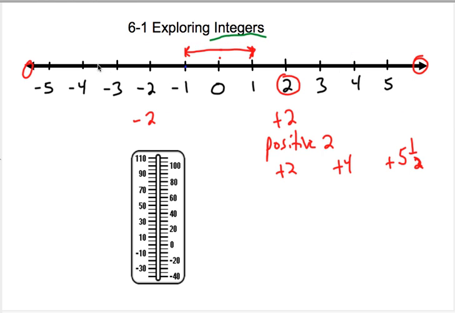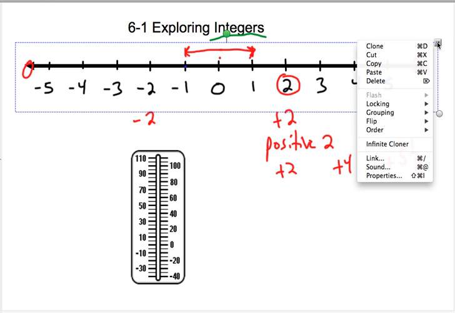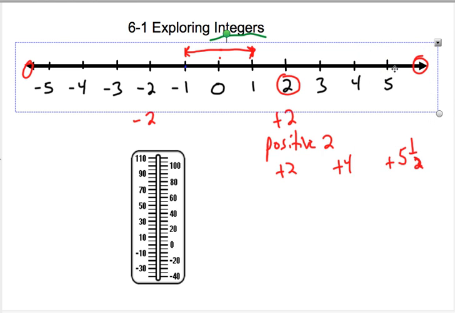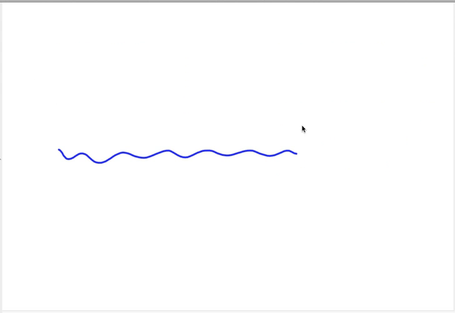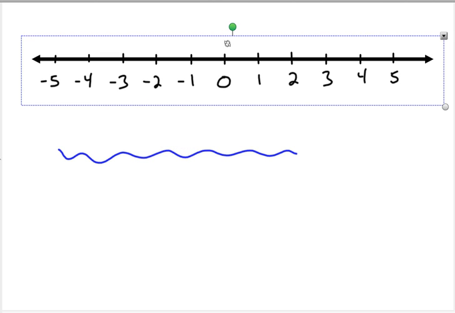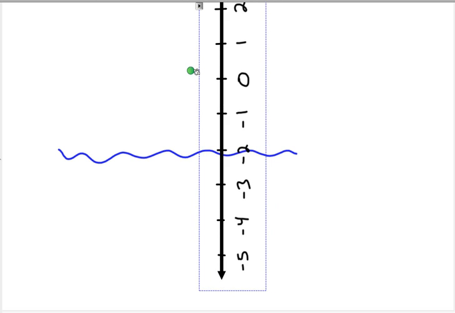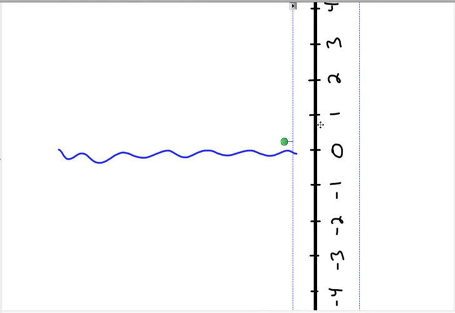Let's see if we can copy this number line here. Let's copy it. Let's go over here. Let's paste it. Alright, now let's spin it. Alright, so this is what elevation looks like.